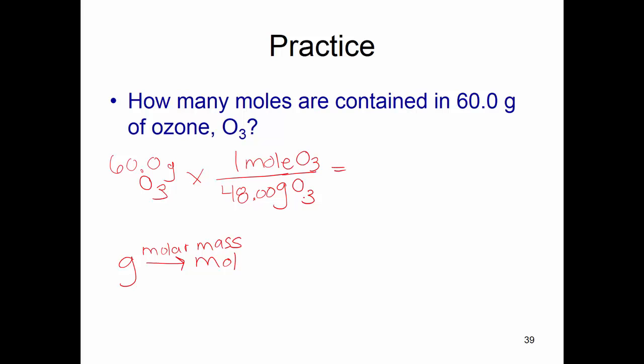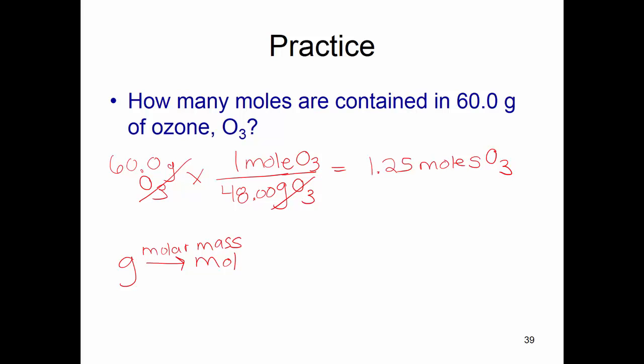Okay, some students see that this is a compound or it's a larger number here and they want to try to make it more moles. Okay, the common thing going on is we have 1 mole. Okay, we have 48 grams of ozone for every 1 mole because we went to the periodic table and we added that up, and so I believe that should give us 1.25. Grams cancel, and don't forget your units. We have 1.25 moles of ozone.